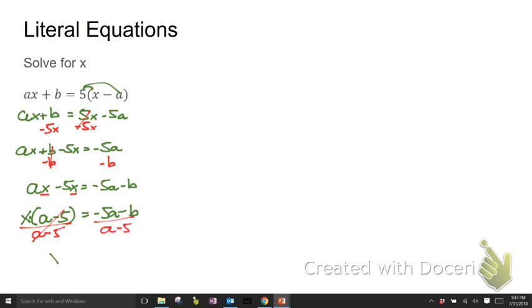And so we're left with x equals (-5a - b) over (a - 5). We were able to isolate the x. If I were to put this in steps, remember what we're doing, and we're going to do something similar in the next problems: get the x's over to one side of the equation, as we did by rearranging the equation, then factor the x out of those terms, and then divide to isolate the x.